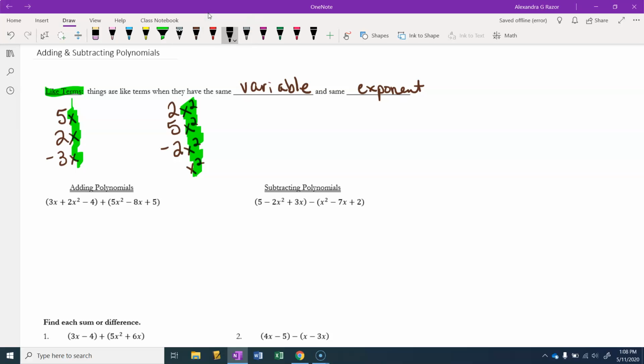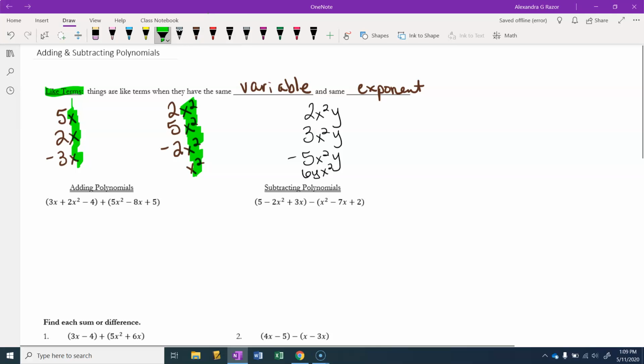Sometimes you're going to have multiple variables, so like 2x squared y, that's the same as 3x squared y, negative 5x squared y. It's even the same as 6yx squared, even though that's in a different order. All of them have x squared, all of them have y. So that's how you tell when something's a like term.